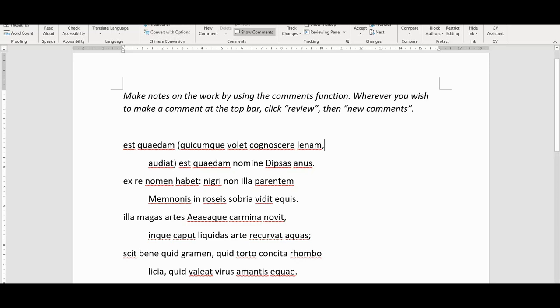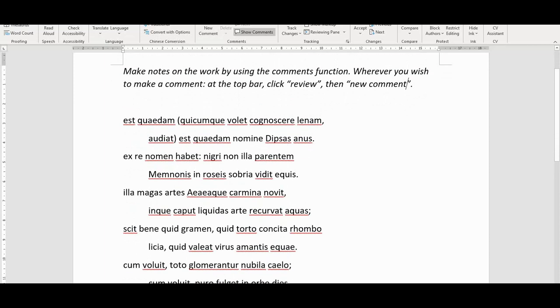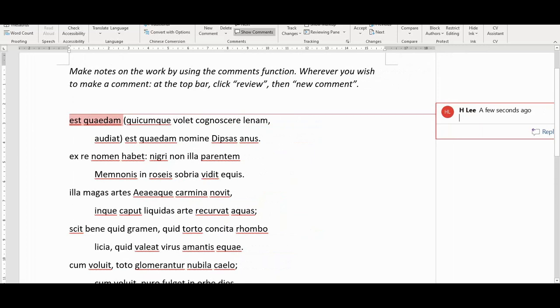Wherever you wish to make a comment, at the top bar, click review, then new comment. Good, I'm correcting myself as we go. So that's the top bar, and that's the new comment button. And let's start with Est quidam. So I highlight it and I click new comment. It should go to the sidebar.